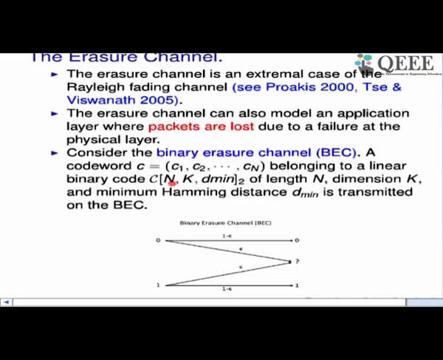Again, from information theory, N is the length of the code word, K is the number of information symbols, and D min is the distance between two code words, or the minimum distance between all two distinct code words. So this I am taking from information theory.